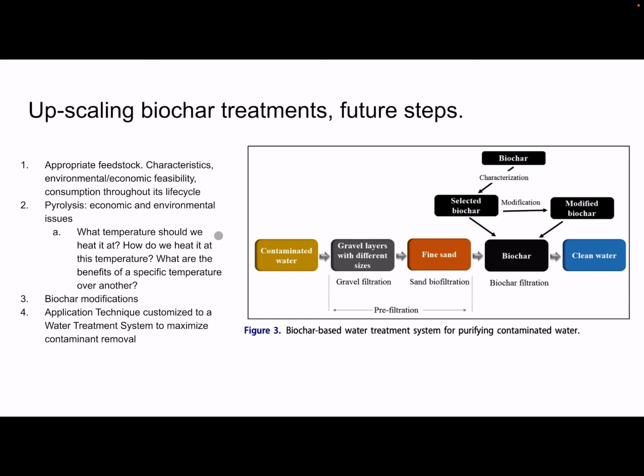So the steps that the paper recommends us to follow is first kind of just selecting your appropriate feedstock. That just means what type of organic material you're going to use to make the biochar, and then also figuring out what temperature should be heated at. Is there going to be benefits of preparing it one way over the other? Do we need any modifications? And then how can we implement it into a larger system? So obviously biochar by itself isn't going to remove everything, and so you need to include it with other water treatment systems.